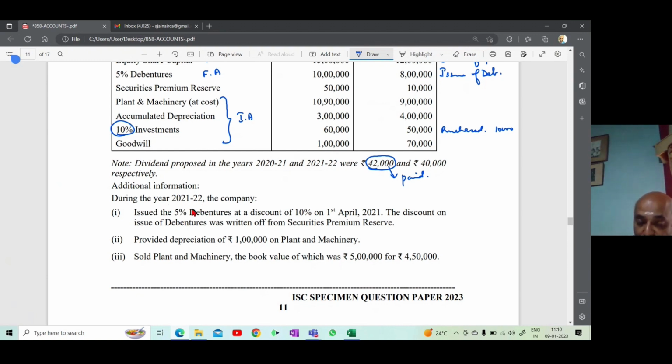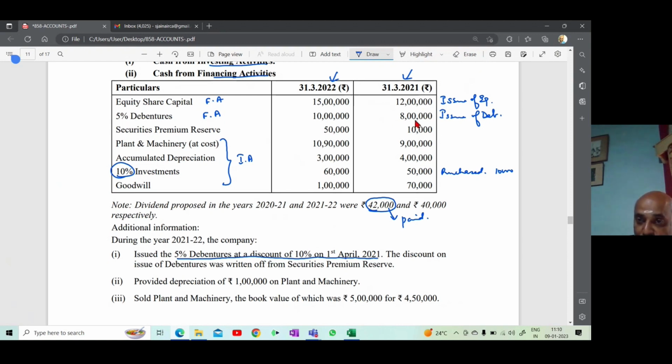Additional information. During the year 2021, the company issued 5% debentures at a discount on 1st of April 2021. So we know the debentures were issued on 1st of April and they were issued at a discount of 10%. So you know that 2 lakh worth of debentures have been issued. See, 8 lakhs has become 10 lakhs. So 2 lakh worth of debentures you had issued, but at 10% discount. So discount is 20,000. So cash coming into the business is 1,80,000.